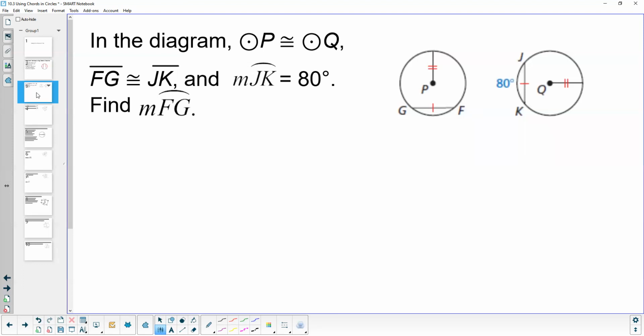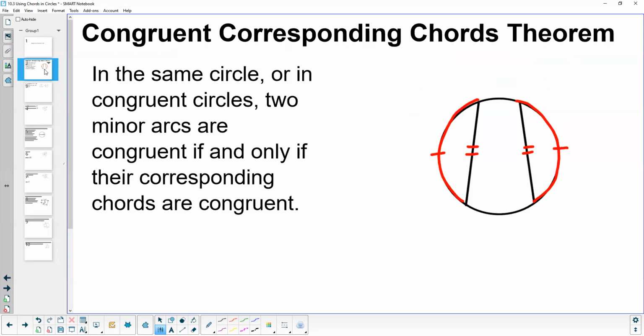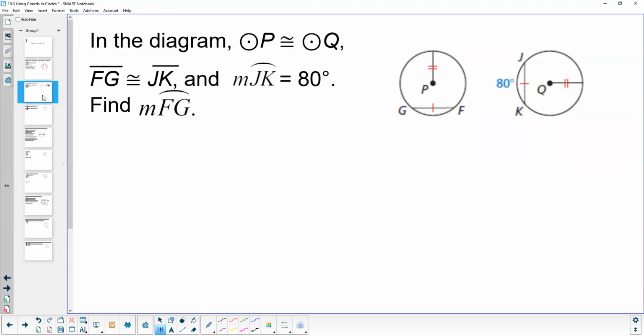So in this problem, it says in the diagram, circle P is congruent to circle Q. We know that segment FG is congruent to segment JK, and FG and JK are both chords in our circle. We know that the measure of arc JK is 80 degrees. So what is the measure of arc FG? Well, using the congruent corresponding chords theorem, we can say that if this is 80 and JK is congruent to FG and the two circles are congruent, that means that arc GF is also 80 degrees. Okay, that's the measure of FG or GF.